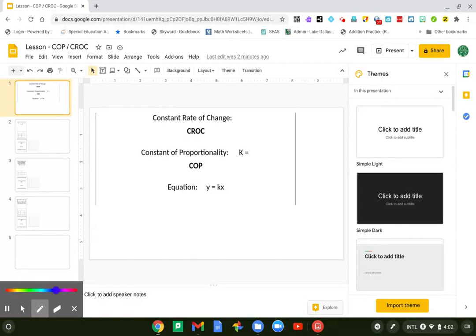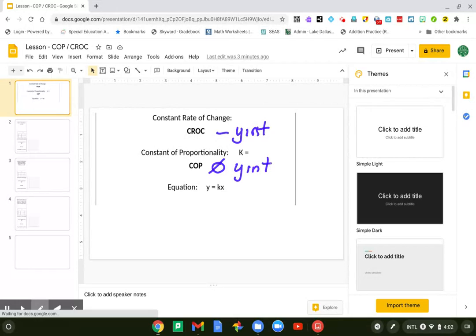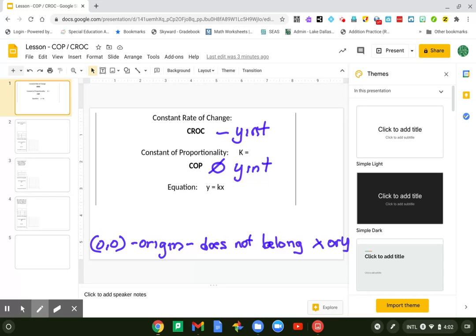Constant rate of change has a y-intercept. Constant proportionality does not have a y-intercept. That means that 0, 0 is our origin, and 0, 0 does not belong to x or y. It does not belong to either one of those axes. It means that I'm standing right in the middle of the graph and I can't go anywhere. That is all it means.